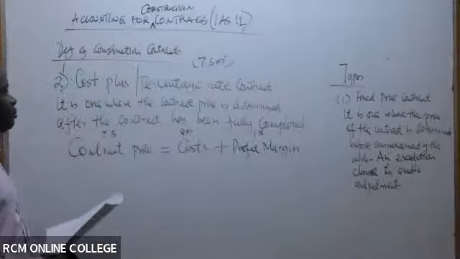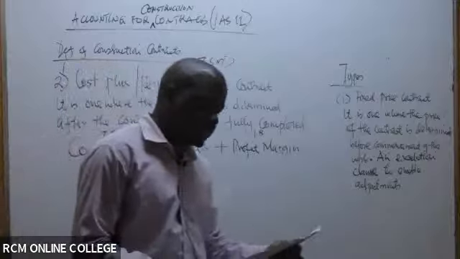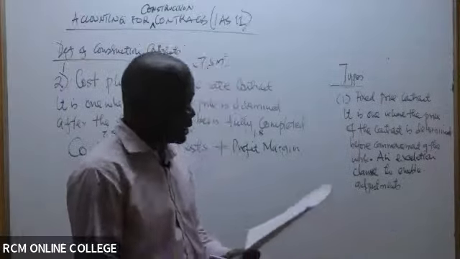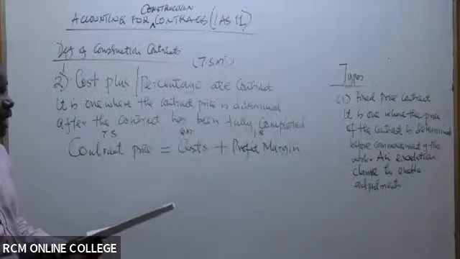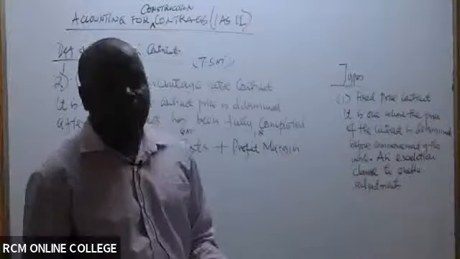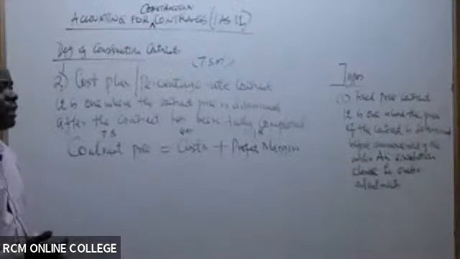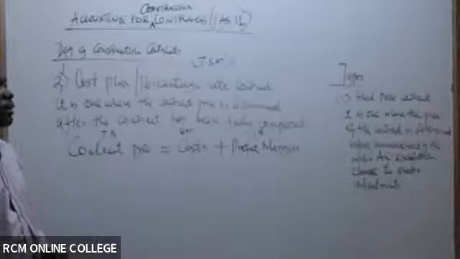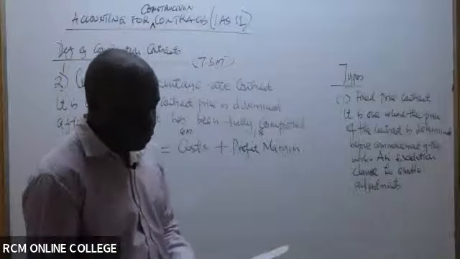So that is ideally what we mean by a cost plus or a percentage rate contract. Now we can go to how we account for this kind of contracts. How do we account for them? How will you account for them as a contractor? The methods of accounting for this kind of contracts.